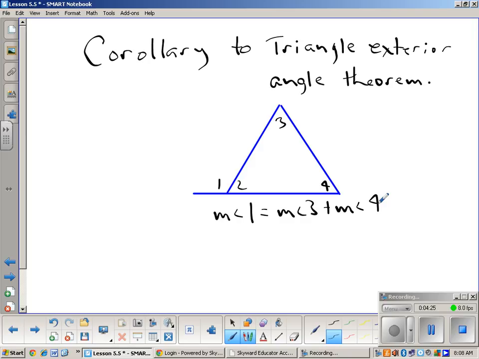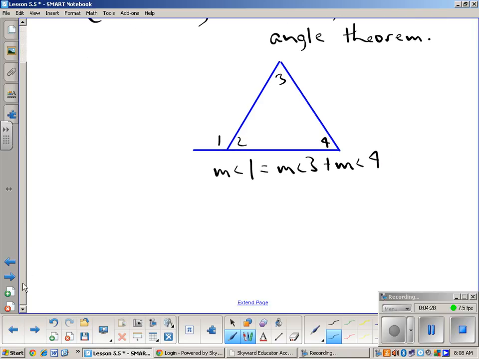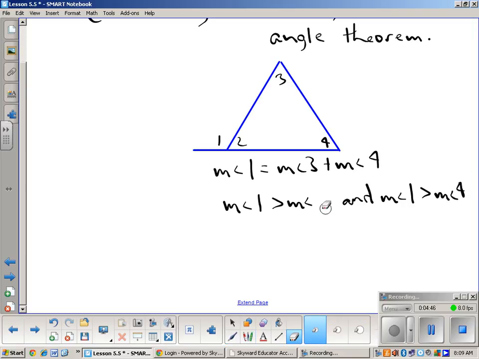Now the corollary to this is saying that since measure of angle 1 is equal to measure of angle 3 plus measure of angle 4, that means that measure of angle 1 is bigger than measure of angle 3, and measure of angle 1 is bigger than measure of angle 4. Did I say 2? Sorry about that, 3. These are the remote interior angles, and this is the exterior angle, and that exterior angle is equal to the sum of the two remote interior angles, which makes it bigger than either one of them.